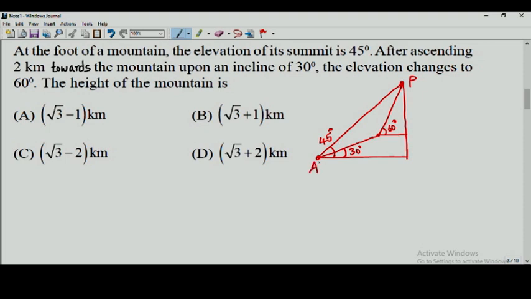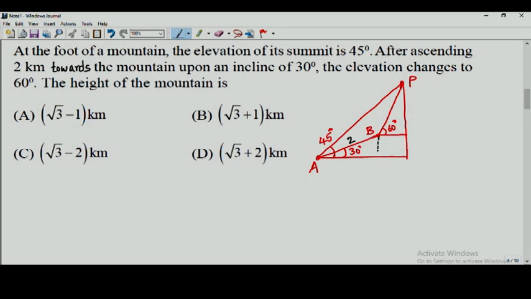From point A, the angle of elevation of the summit is 45 degrees. From A to B, after climbing towards the summit on an inclination of 30 degrees, the elevation of P changed to 60 degrees, meaning after reaching point B, the summit point P appears with an elevation of 60 degrees. That's the question. So what are the values given? AB, the walk, is 2 kilometers.